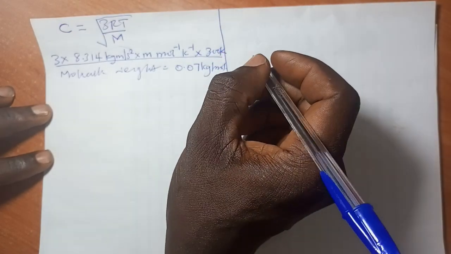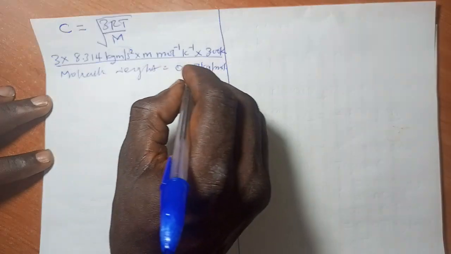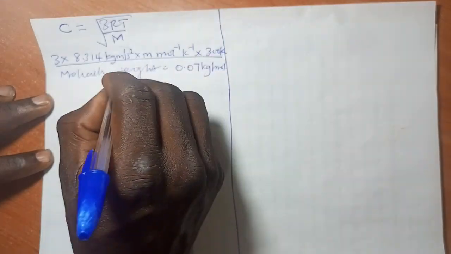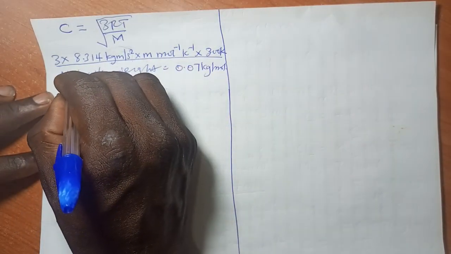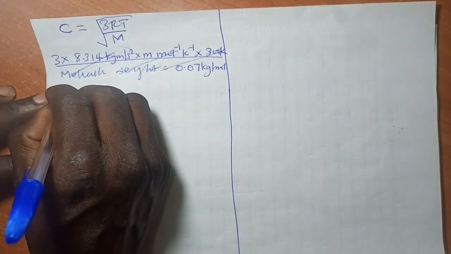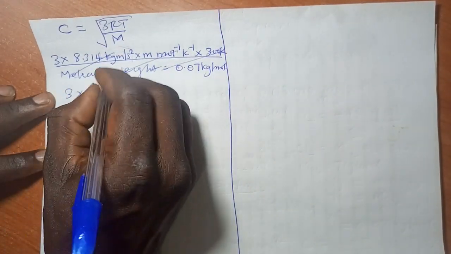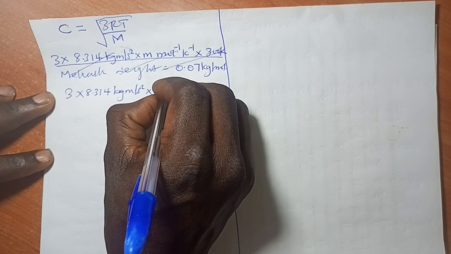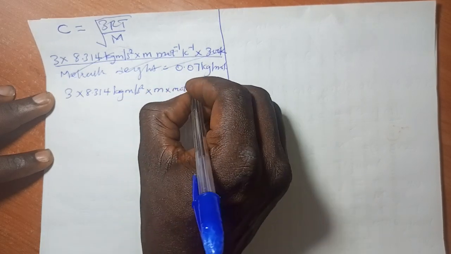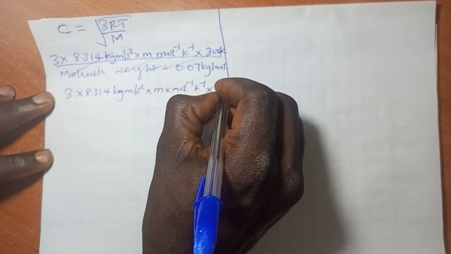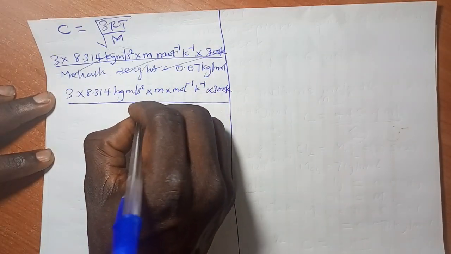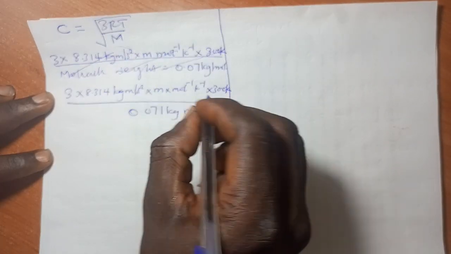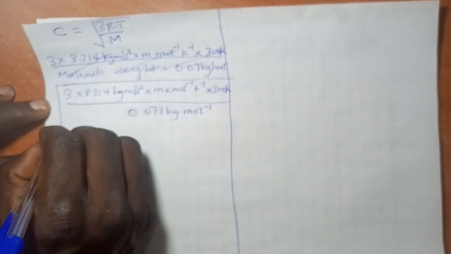Having gotten that, so we have it here. Sorry, let me write it. I have 3 times 8.314 kilogram meter per second square times meter per mole per Kelvin times 300 Kelvin divided by 0.071 kilogram per mole. Do you understand? All in their square root.